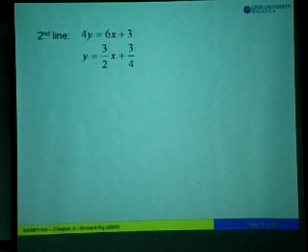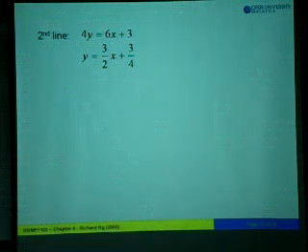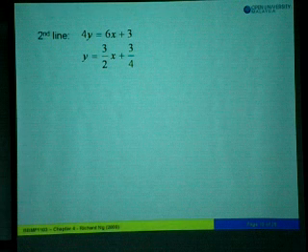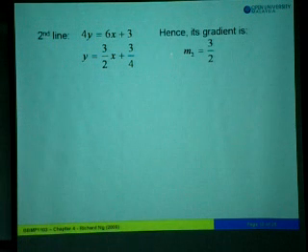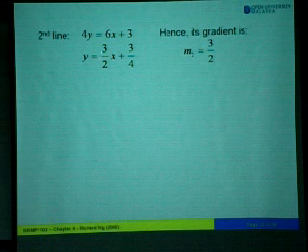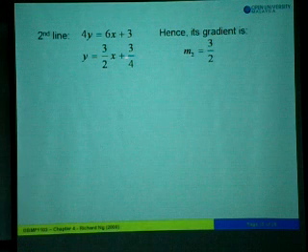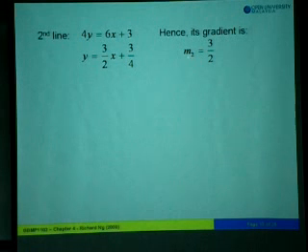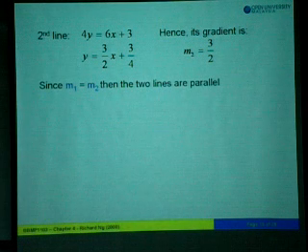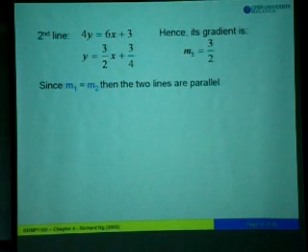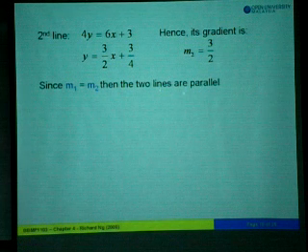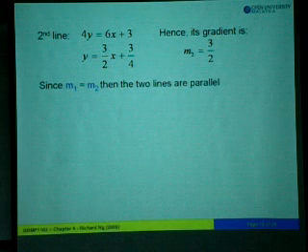Next we will look at the second line. The equation is 4y equals 6x plus 3. Change this into y equals mx plus c. From here we will get y equals 3 over 2 x plus 3 over 4. And from here, the gradient of this line, represented by m2, is equal to 3 over 2. So we have seen that the gradient of m1 is equal to the gradient of m2. Since they are the same, hence we can say the two lines are parallel.